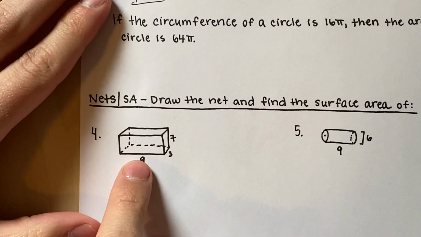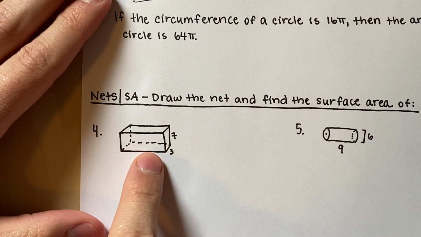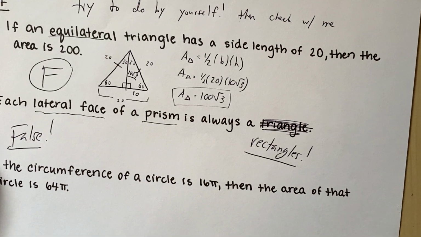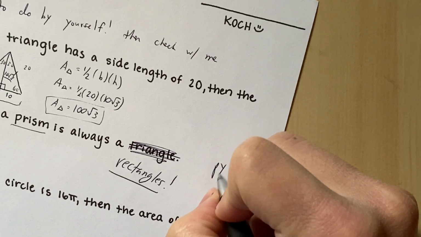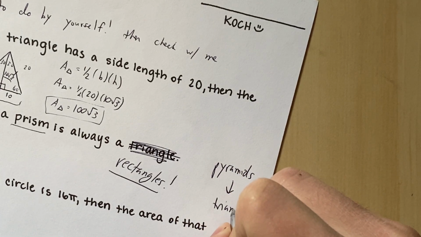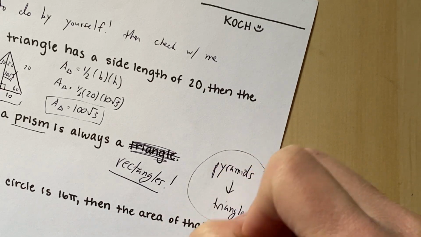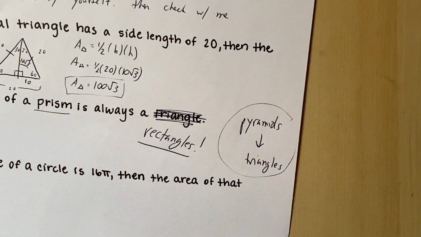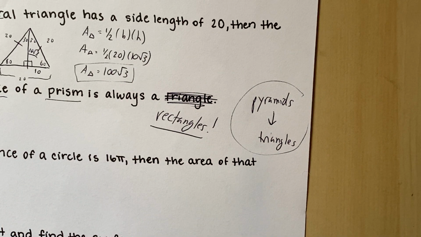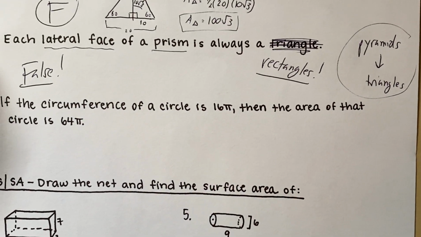Like over here, this is a prism, because wherever our base is, every other side is going to be a rectangle. When you have pyramids, though, those lateral faces are triangles. So maybe you change it to this statement, and that would be true: that pyramids always have triangles as their lateral faces. So there you go on that one.